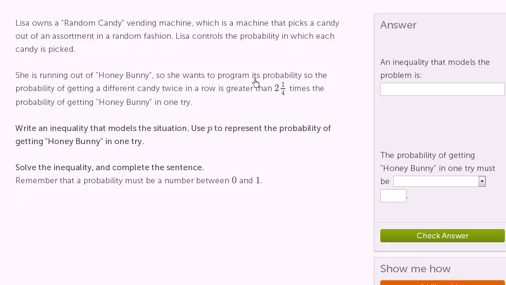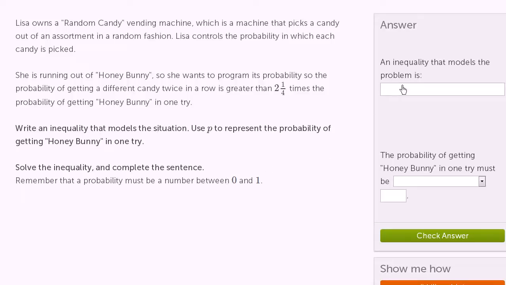She wants to program its probability so that the probability of getting a different candy twice in a row, or really any other candy twice in a row, is greater than 2 1/4 times the probability of getting Honey Bunny in one try. Write an inequality that models the situation. Use P to represent the probability of getting Honey Bunny in one try. Solve the inequality and complete the sentence. Remember that the probability must be a number between 0 and 1.